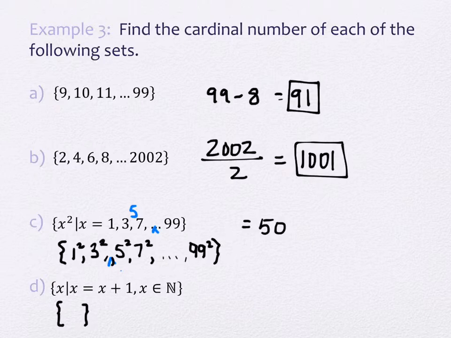So what's its cardinality? That is, how many items are in it? 0. Right? The empty set.